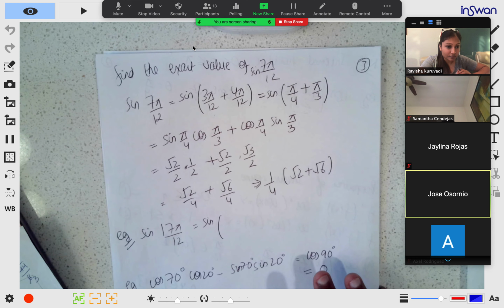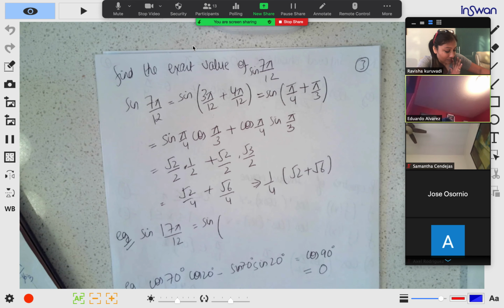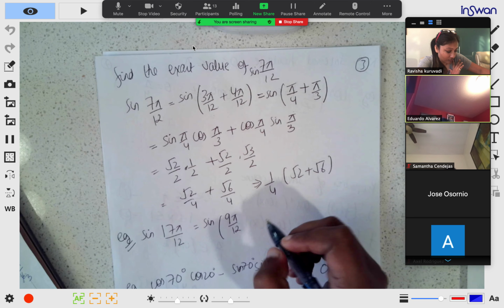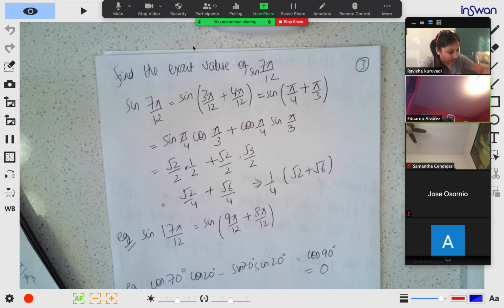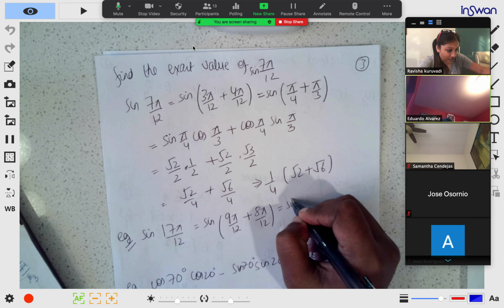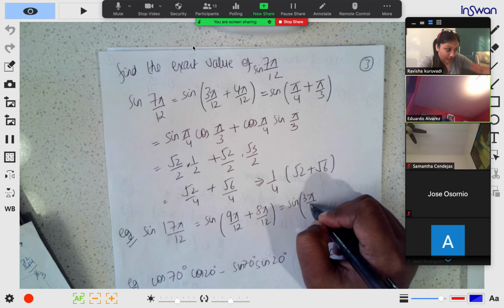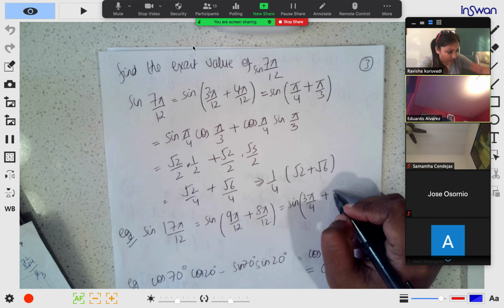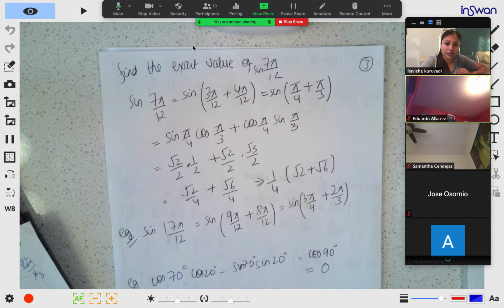Anyone who found it? Yeah, I found a way. It's going to be 9 pi over 12 plus 8 pi over 12. And then we can convert that into 2 pi over 3. And 9 pi over 12 is 3 pi over 4, right? Yeah, 3 pi over 4, and then the other one's going to be 2 pi over 3. Correct. And we know 3 pi over 4 and we know 2 pi over 3 also.